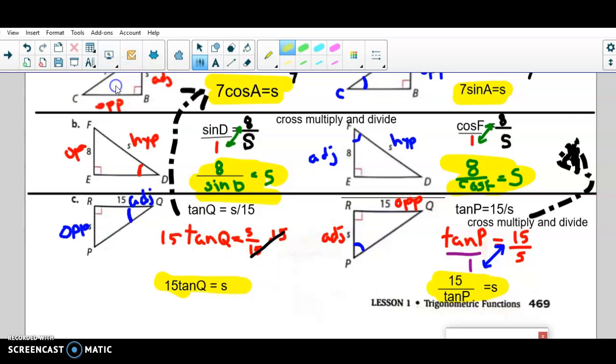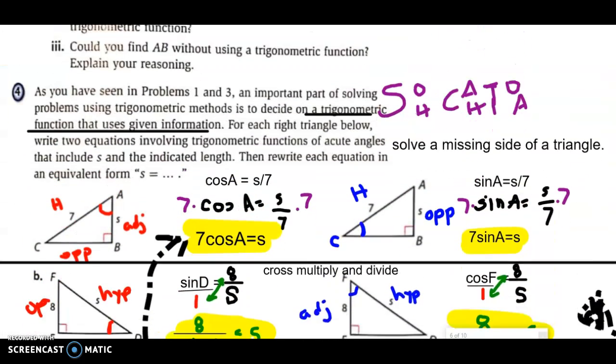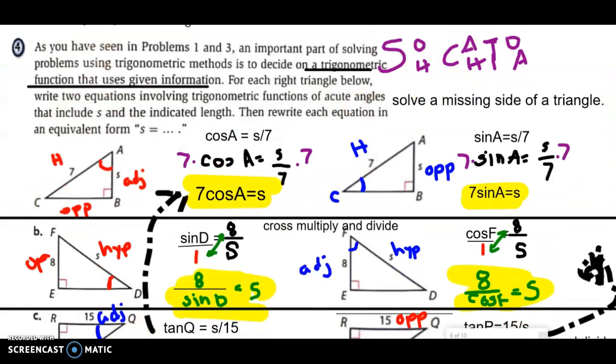So this was the big idea from this lesson, which is just using SOHCAHTOA. You want to set up an equation that has what you have and what you don't have. So you have to look at the two sides you're given. For this first one, we're looking at the adjacent side and the hypotenuse, so that tells us we're going to use cosine. For this one, we had our opposite side and our hypotenuse, so that tells us we're going to use sine. And then we have to use algebra to solve each equation.